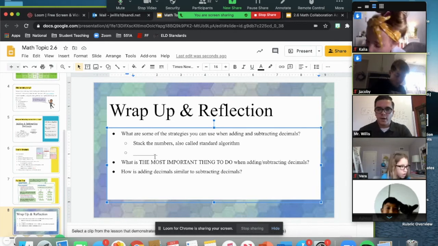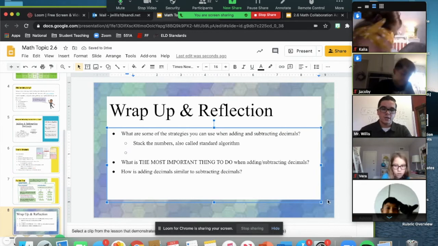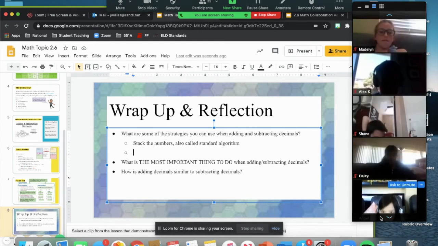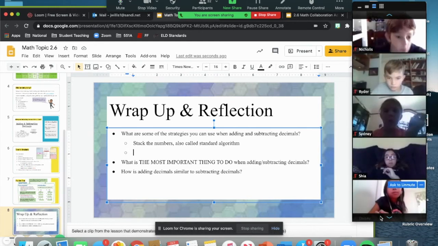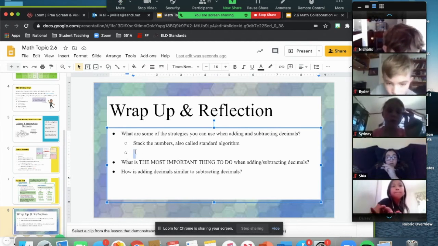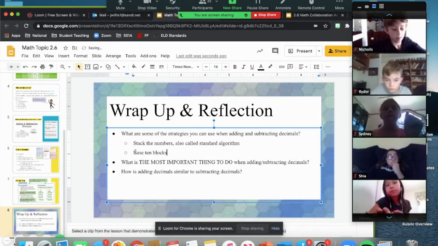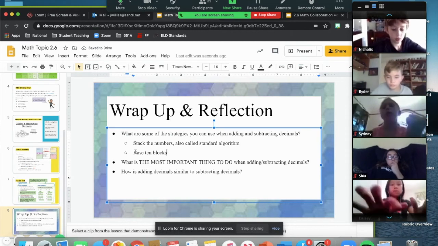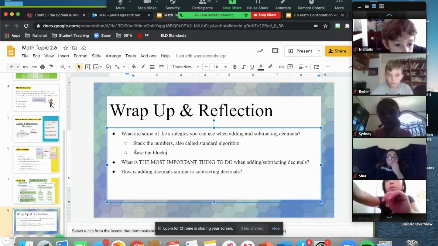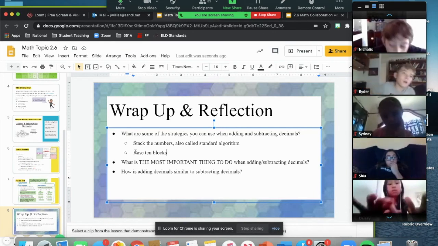What's another way that we have focused on adding and subtracting decimals? Anybody shout it out. Anyone but Jacoby. Base 10 blocks. Who said that? Kayla, thank you. Base 10 blocks. So if it's easier for you guys to visualize it when you're actually using the grids and the sticks and the ones, base 10 blocks can be very helpful when you're adding and subtracting decimals.